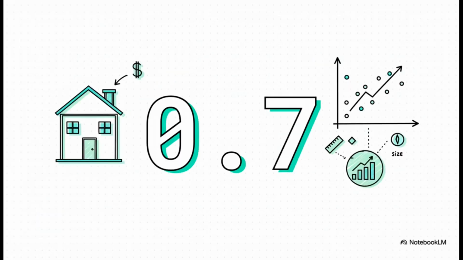A more realistic score for a pretty good model might be something like 0.7. This means that our clues, size, location, and so on, can explain about 70% of why different houses have different prices. That's actually a really solid model with some serious predictive power.